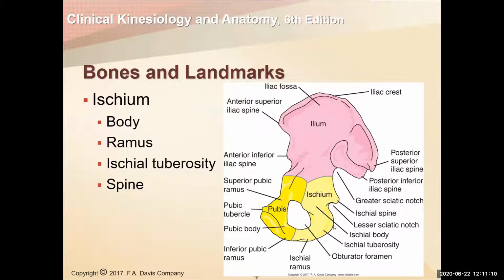We have our lesser sciatic notch down here. We have our ischial tuberosity. And then in between the pubis and the ischium, we have our obturator foramen. What goes through the obturator foramen?